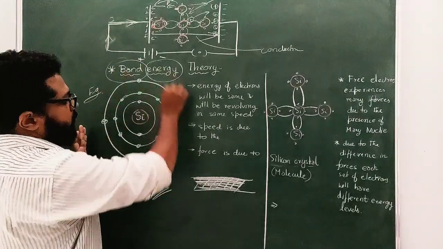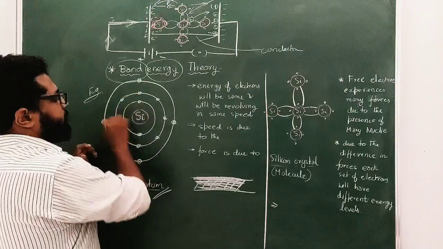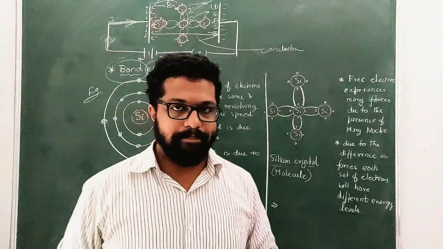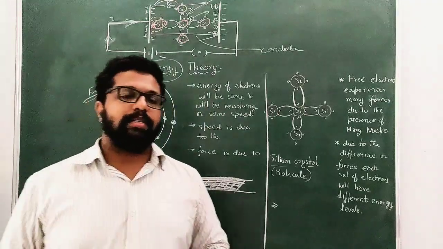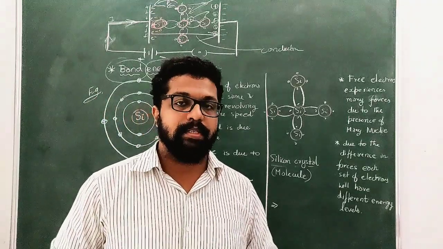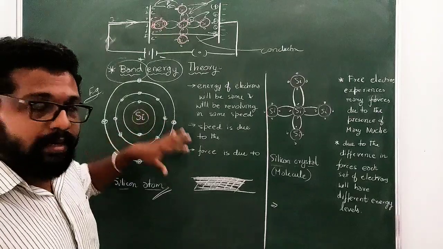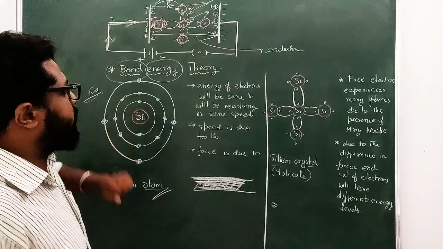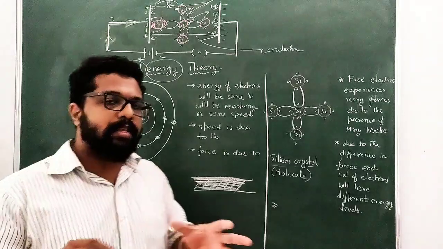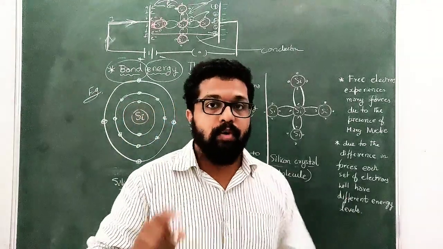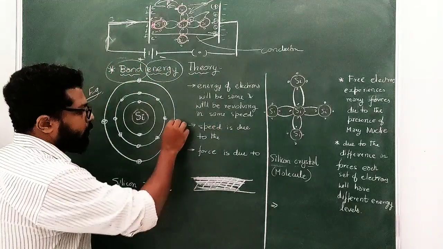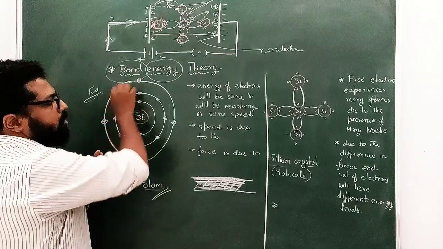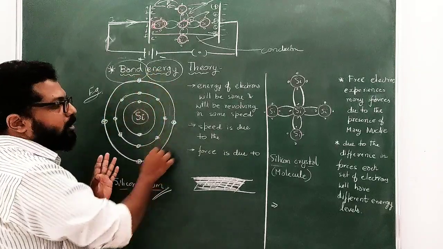Then the outermost orbit is filled with 4 electrons, and these electrons are free for bonding. That means in the outermost shell there are 4 free electrons available in a silicon atom. It doesn't mean they are free in the sense that they are not doing anything. What they are doing is revolving, moving around the nucleus.